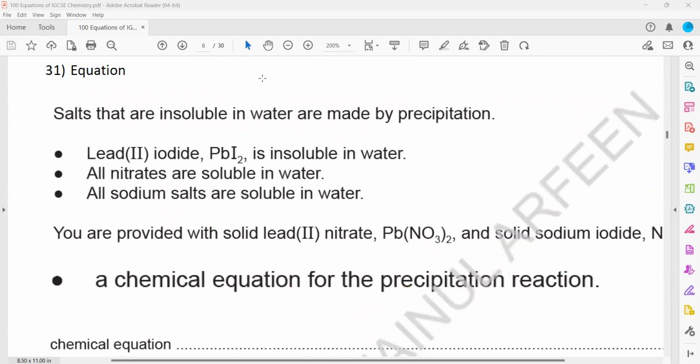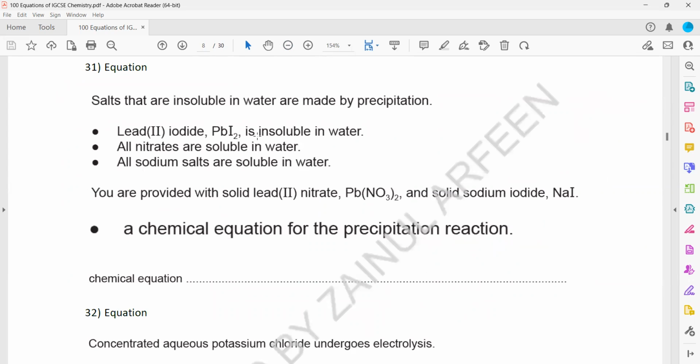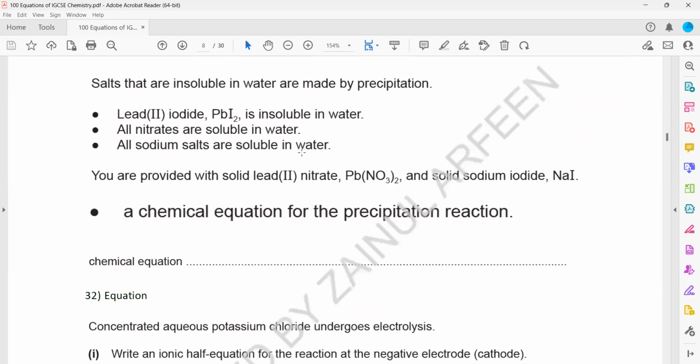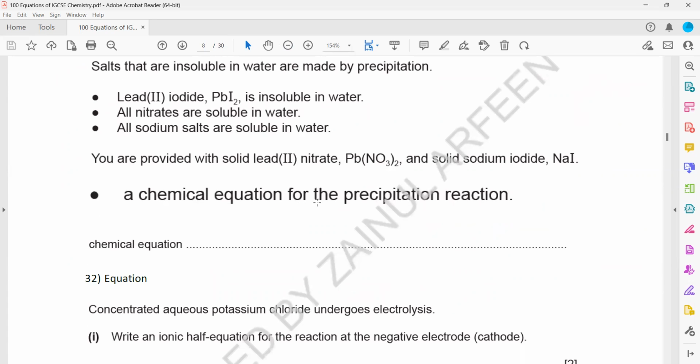Then, salts that are insoluble in water can be made by precipitation. Lead iodide is an insoluble salt. All nitrates are soluble and all sodium salts are soluble. You are provided with lead nitrate and solid lead iodide; write a chemical equation for the precipitation reaction. We need a chemical equation. If they ask for an ionic equation, in that case we just write the change in ions. But now it's a chemical equation, so we have to include all of them.